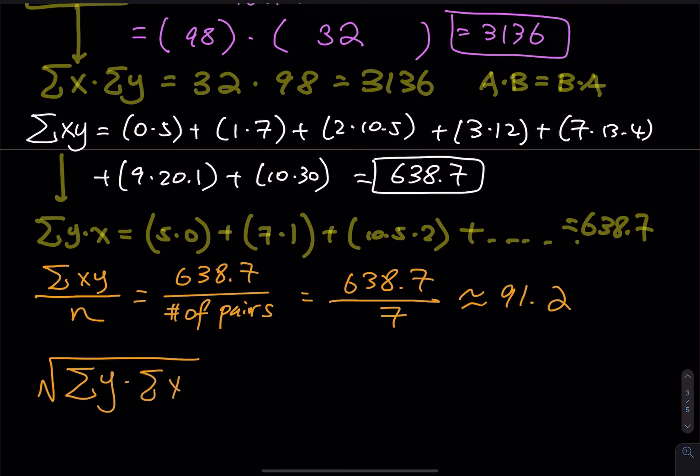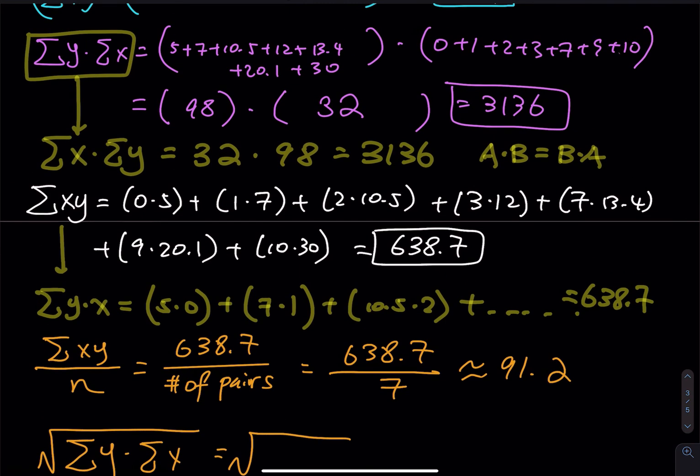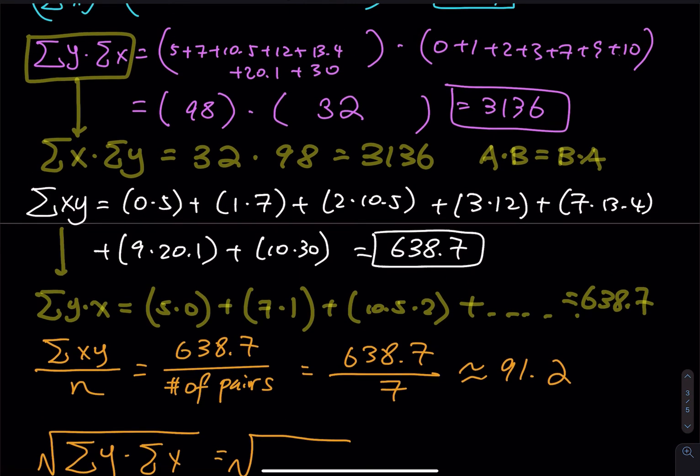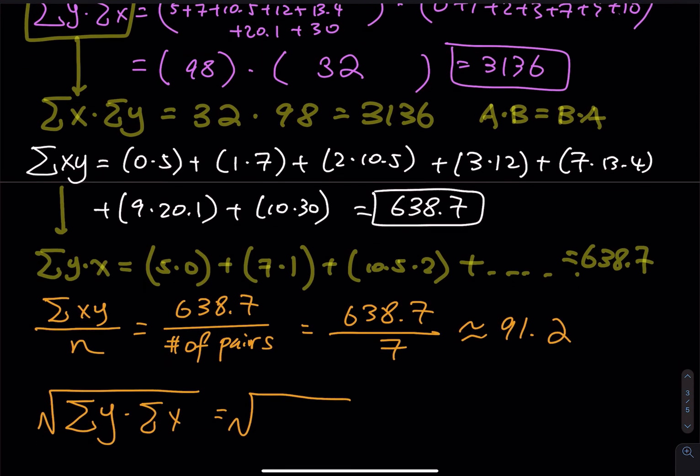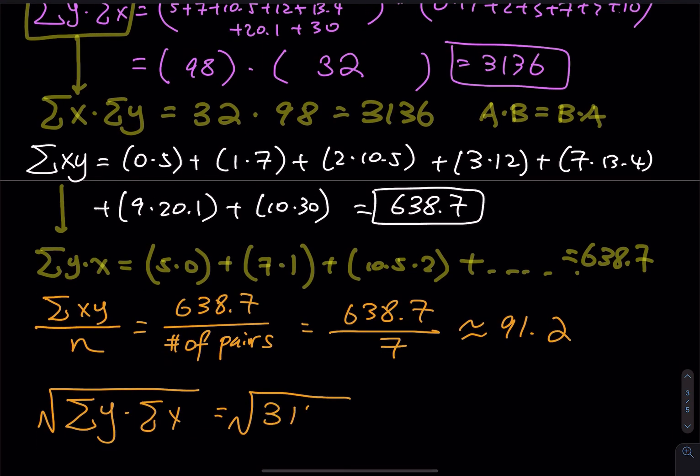And then the last one is the square root of sum of y times sum of x. So what is the sum of y times sum of x equal to? So we did that, the sum of y times the sum of x in purple. So that is 3136. So we take the square root of 3136. That is approximately equal to 56. All right, so that is how you handle bivariate values.